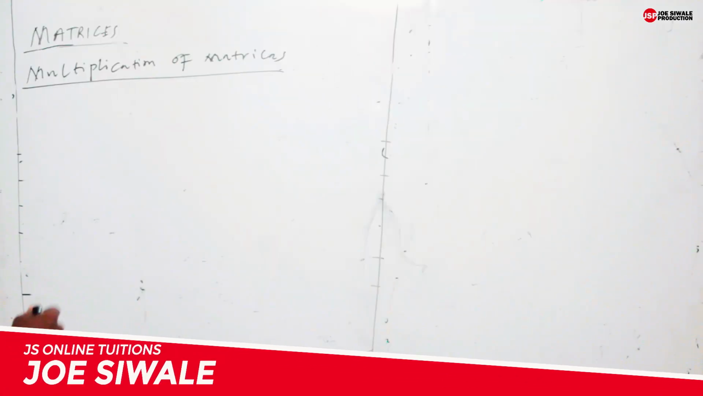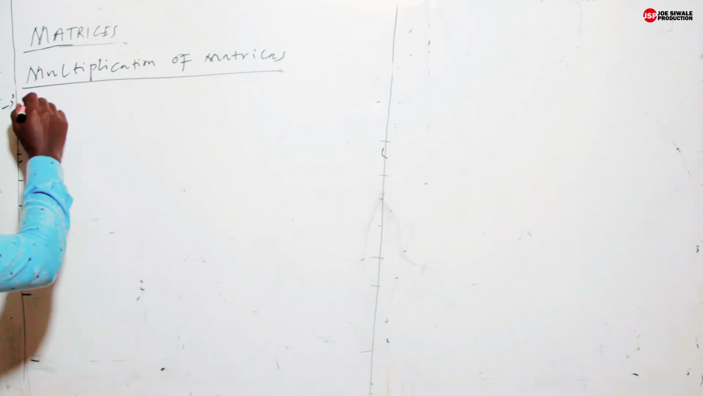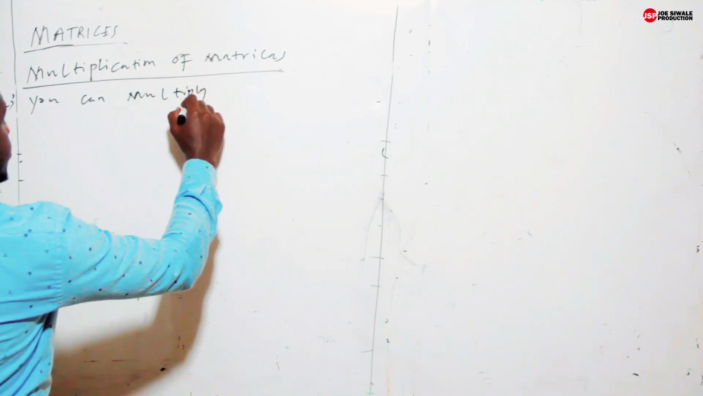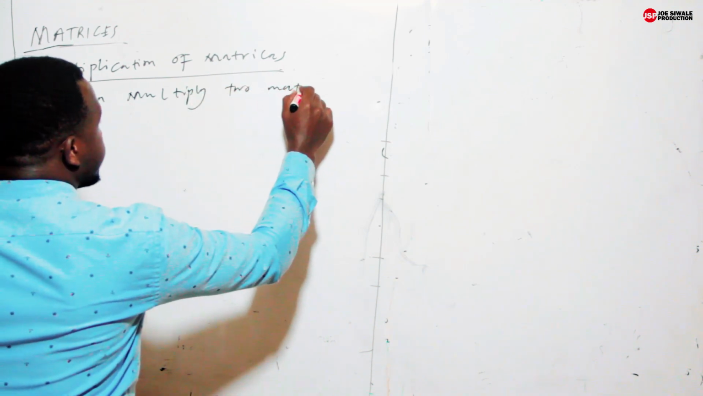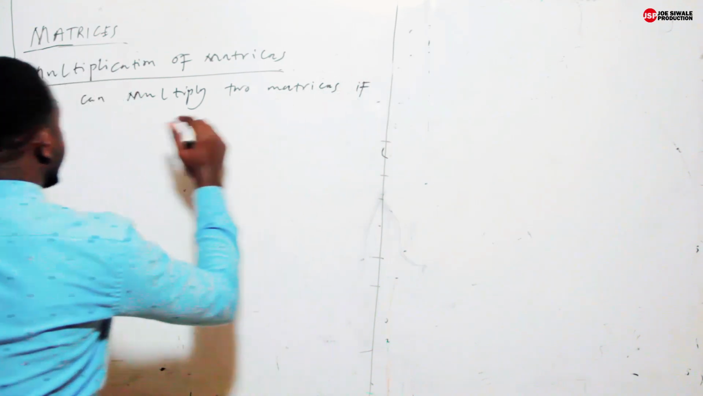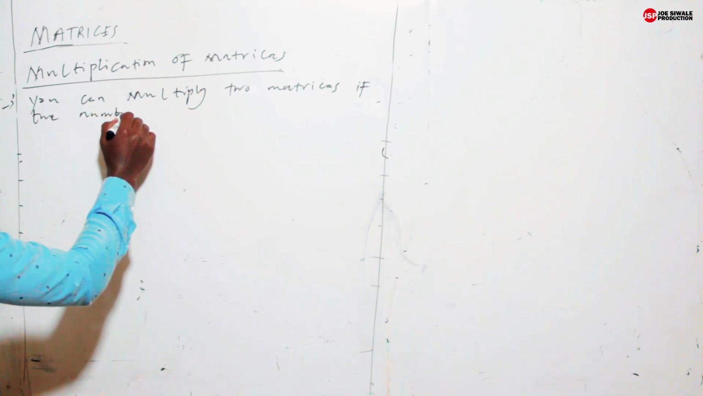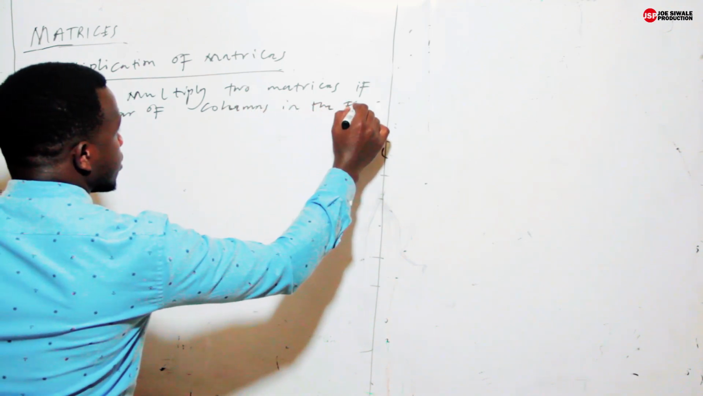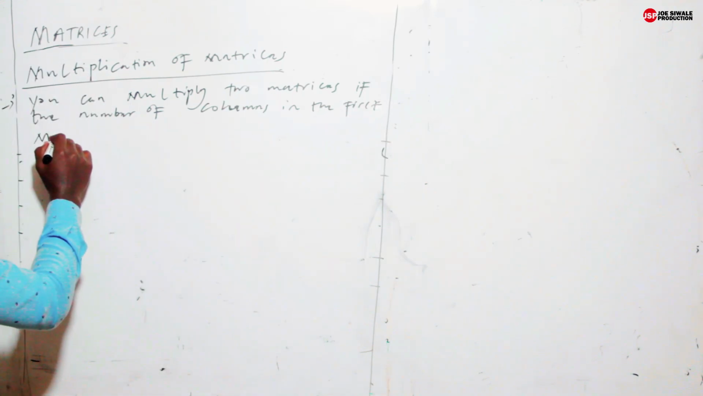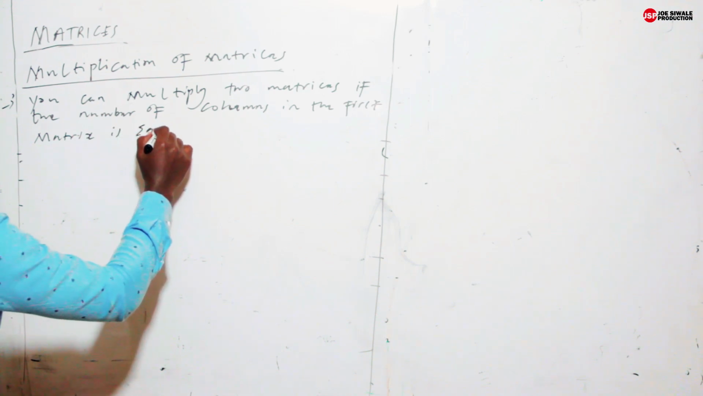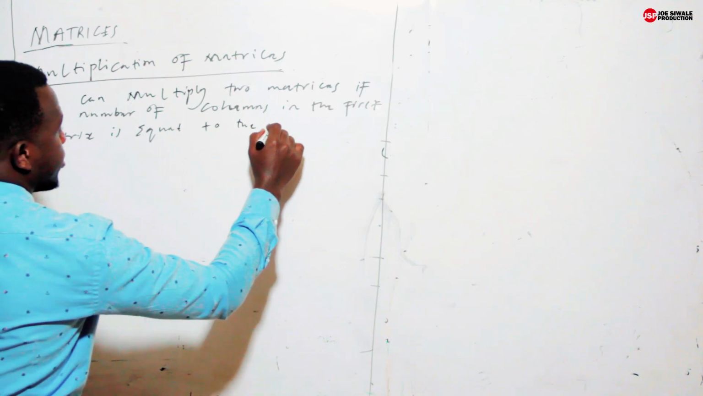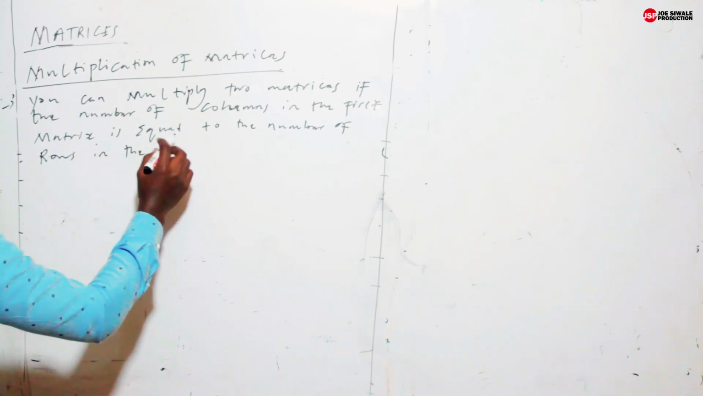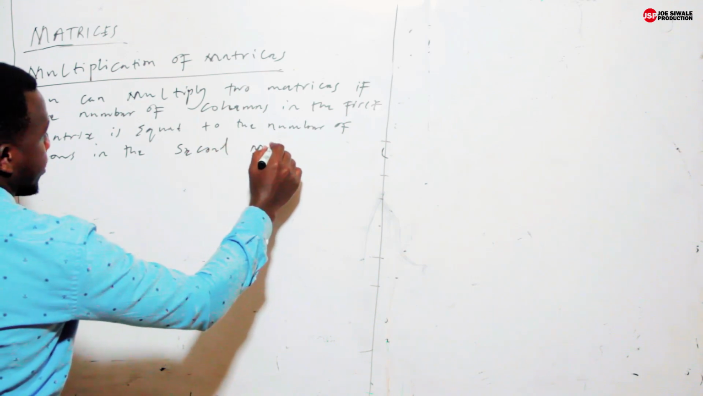So I've said you can multiply two matrices if the number of columns in the first matrix is equal to the number of rows in the second matrix.